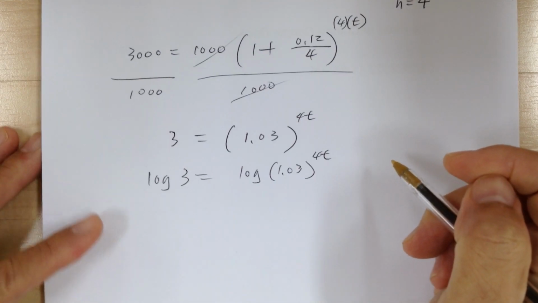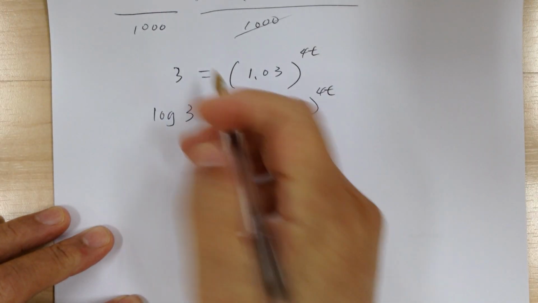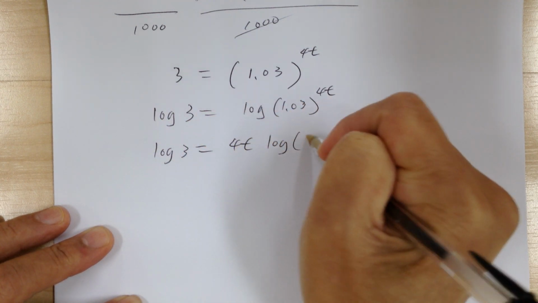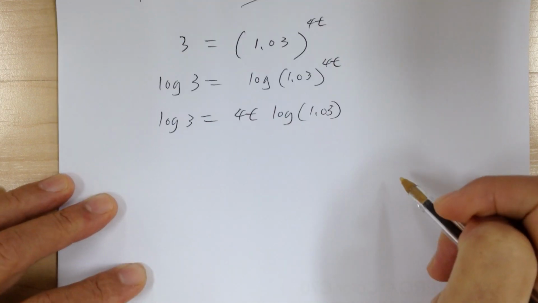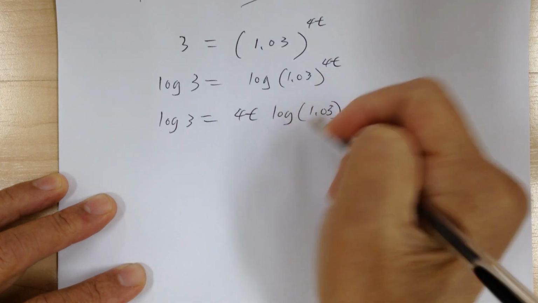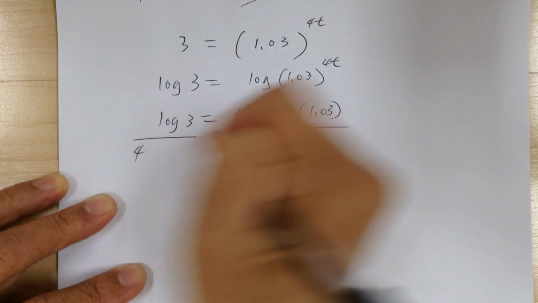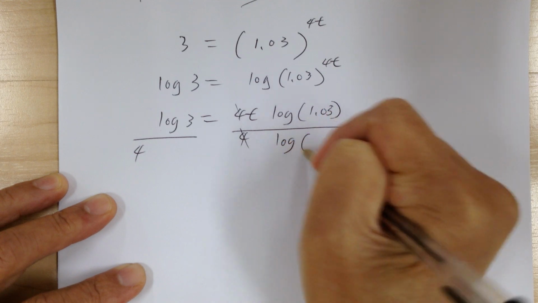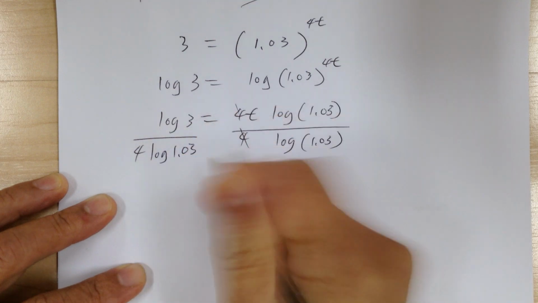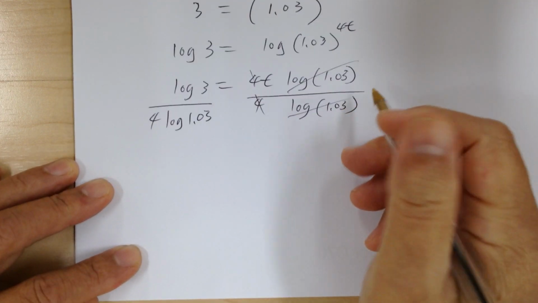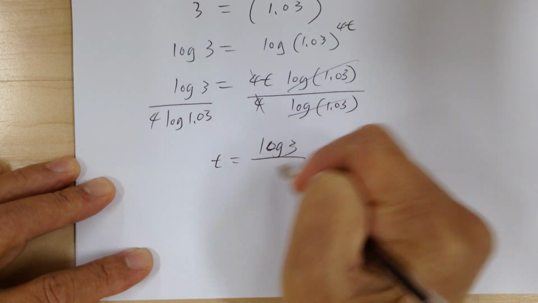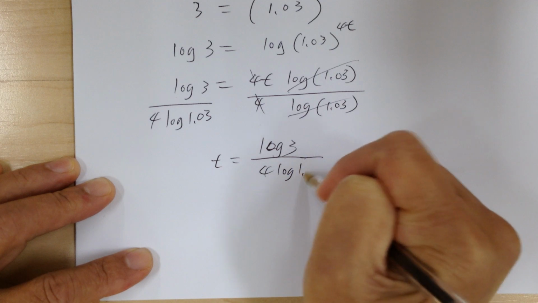Then after that you can apply the third law to bring the exponent down to the front. Now to solve for t, you have to divide by 4 and divide by log of 1.03. So the 4 will cancel out, and divide by log of 1.03. You don't need parentheses anymore. So you got t equal to log 3 over 4 log of 1.03.